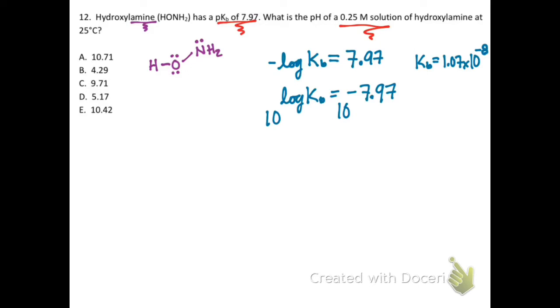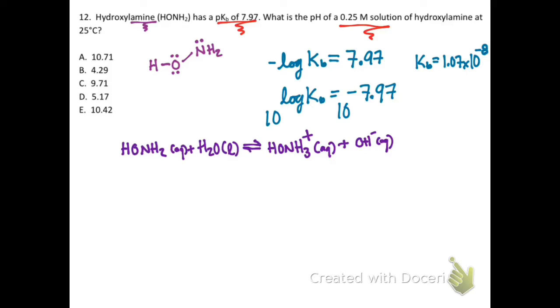So anytime we have a weak base and we want to find the pH of the solution, when in doubt, ice it out. And our reaction is always going to be for base hydrolysis, whatever our base is, in this case, hydroxylamine, plus water. We're always going to react our weak bases with water. If we're just looking at a solution of weak base, yields the conjugate acid and hydroxide.